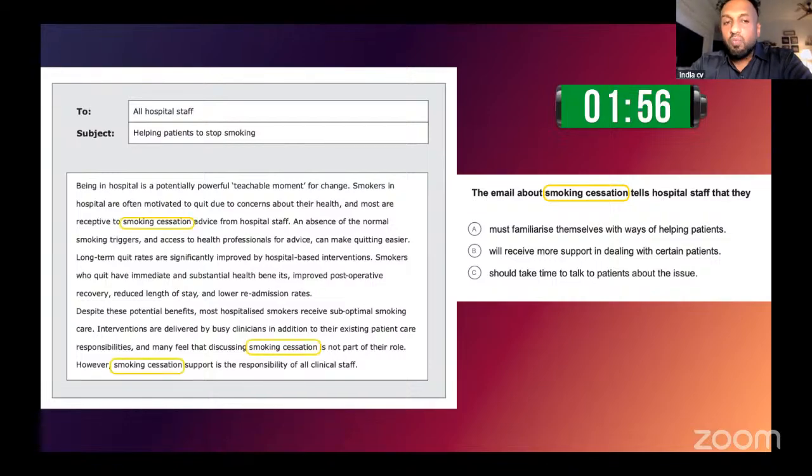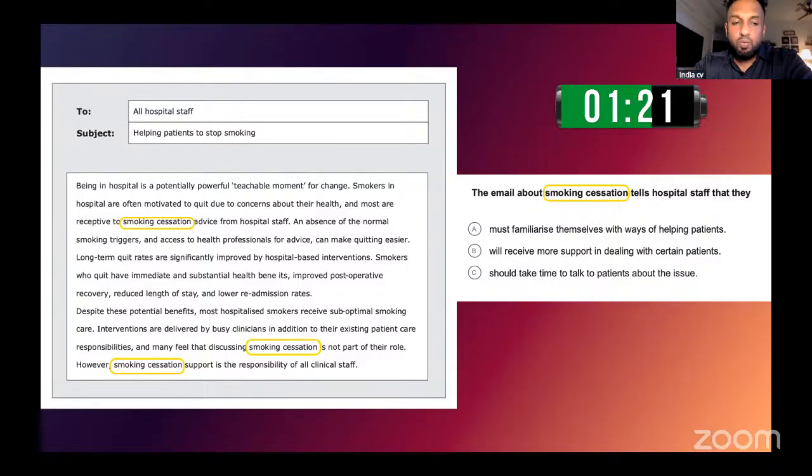So I'll quickly find out where is smoking cessation. I can see at 3 places the smoking cessation is there. The first place, I'll read it from the punctuation. What does it say? Smokers in hospital are often motivated to quit due to concerns about their health, and most are receptive to smoking cessation advice from hospital staff. So most of the smokers are receptive. They are able to understand. They listen to these people who are healthcare professionals, whatever advice they give. So this is not my question. So I'll see one more wherever I find the word smoking cessation.